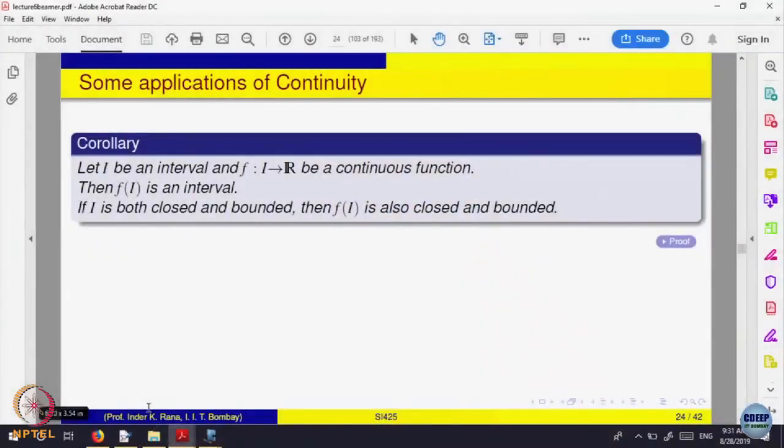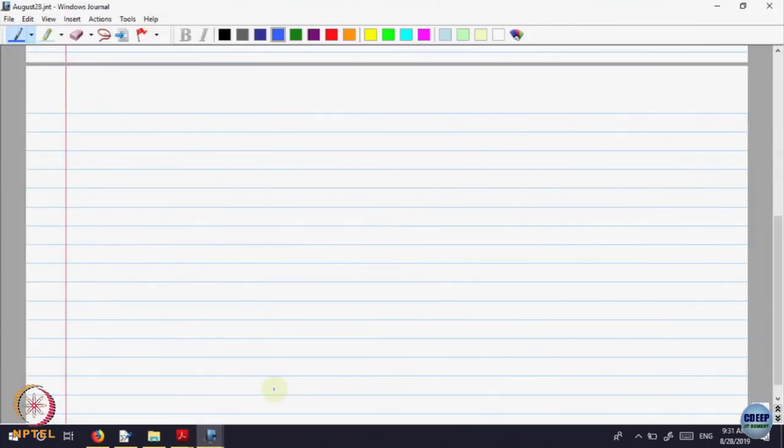Right, so last time we were looking at properties of continuous functions, and we proved that as a consequence of the intermediate value property, if I is an interval, the domain is an interval, then the range of the function is also an interval. We have started looking at the special case when I is a closed bounded interval, what can you say about the range? So let us look at that.